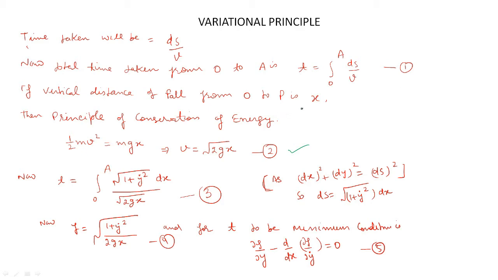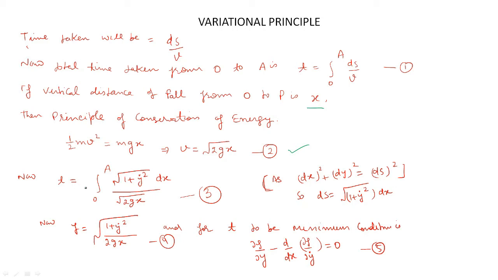Now let us suppose that when the particle is at point P, it travels a vertical distance x. Because at point O the velocity of the particle was 0, it will have only potential energy. At point P, this potential energy will be converted into kinetic energy. So we can write that the kinetic energy is equal to the potential energy. Here you can find the velocity of the particle, and it will be equal to root 2gx. Let us say it is equation number 2.